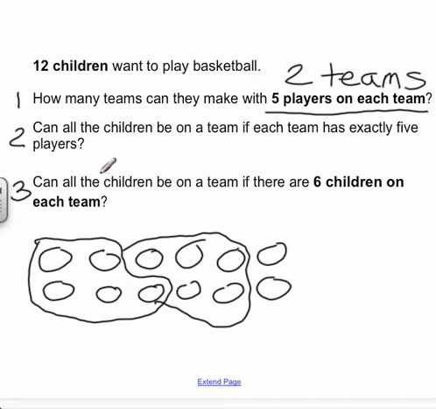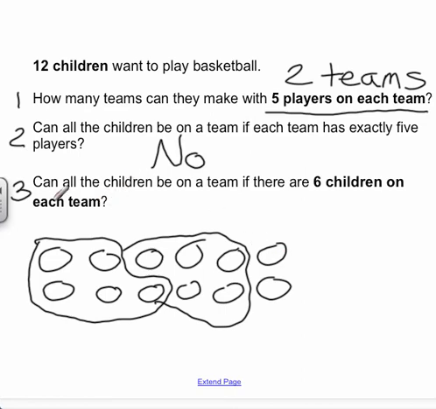Now we're going to look at question 2. Can all the children be on a team if each team has exactly 5 players? The answer here is no, because we had 2 children over here that did not make it onto a team.